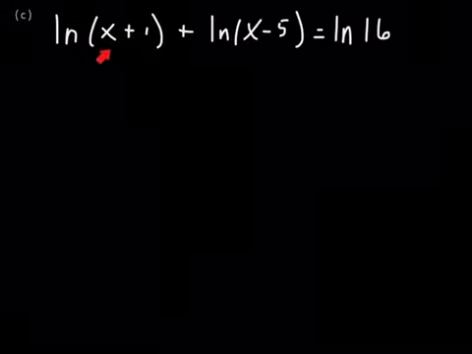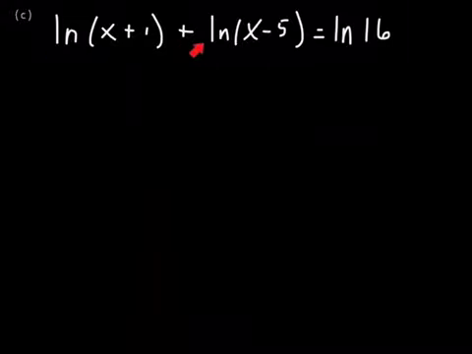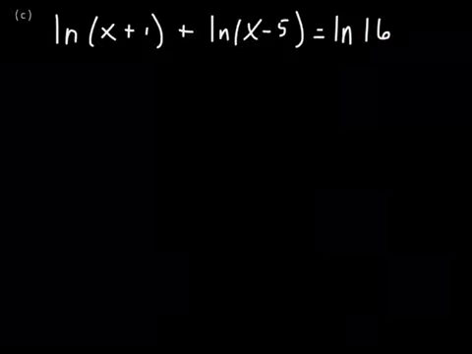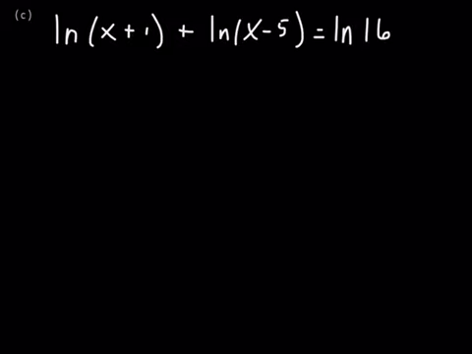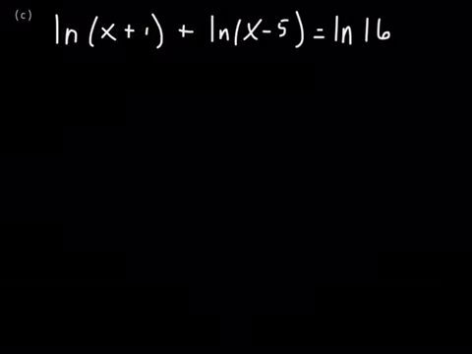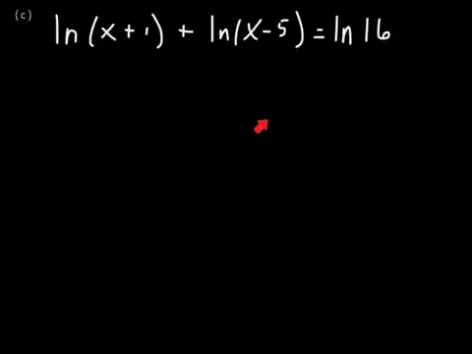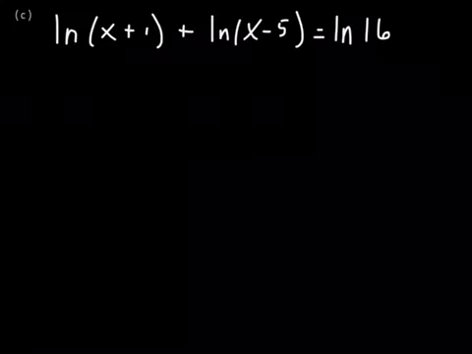Natural log of x plus 1 plus the natural log of x minus 5 is equal to the natural log of 16. Very, very important here. A common mistake I see students do is they drop all of these natural logs. You cannot do that here. You can only drop the logs if you have one log on this side set equal to a log on the other side with the same base. And you don't have one log on the left side. You have a sum of logs.